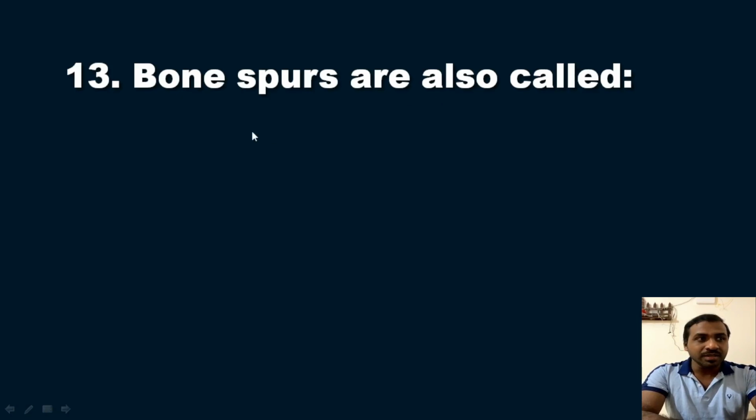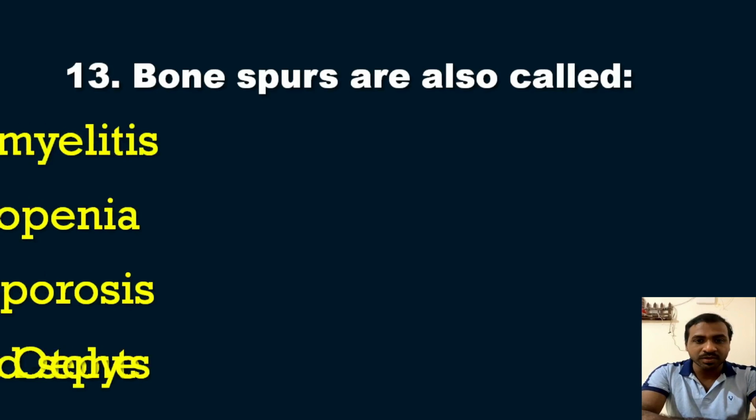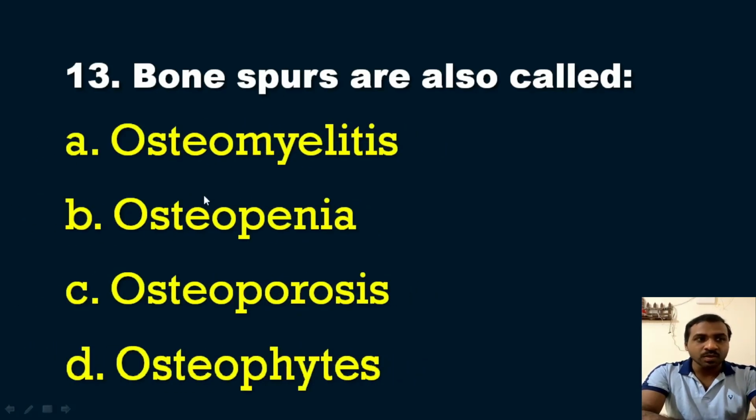Have you heard about this term, bone spurs? Bone spurs are also called dash. And which disease is associated with these bone spurs, that we will be explaining in this question. The options for this question are: option A, osteomyelitis; option B, osteopenia; option C, osteoporosis; and the final option, osteophytes. So what is the answer?